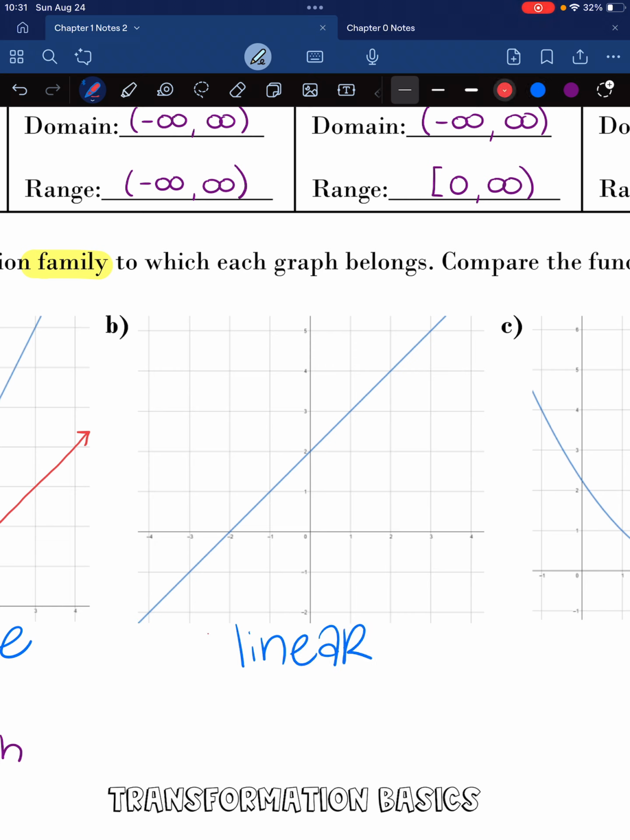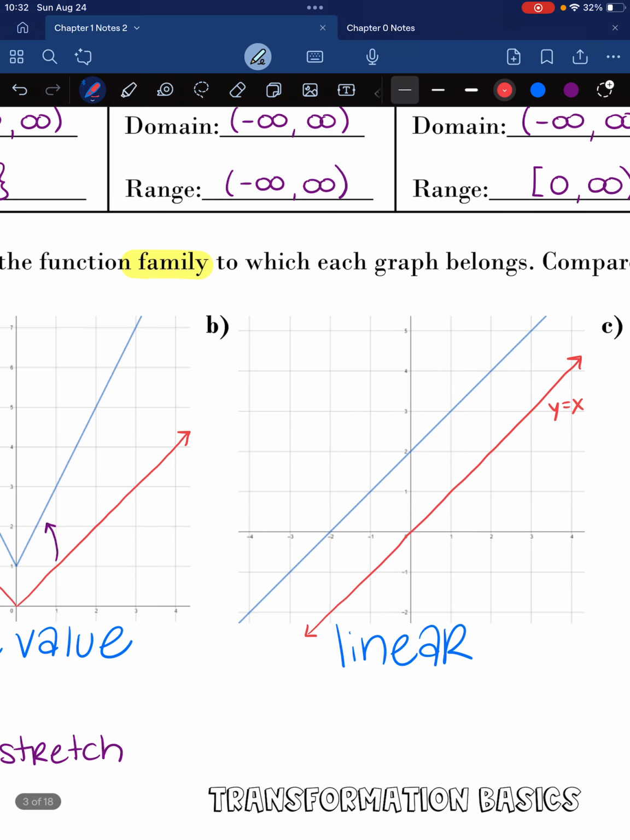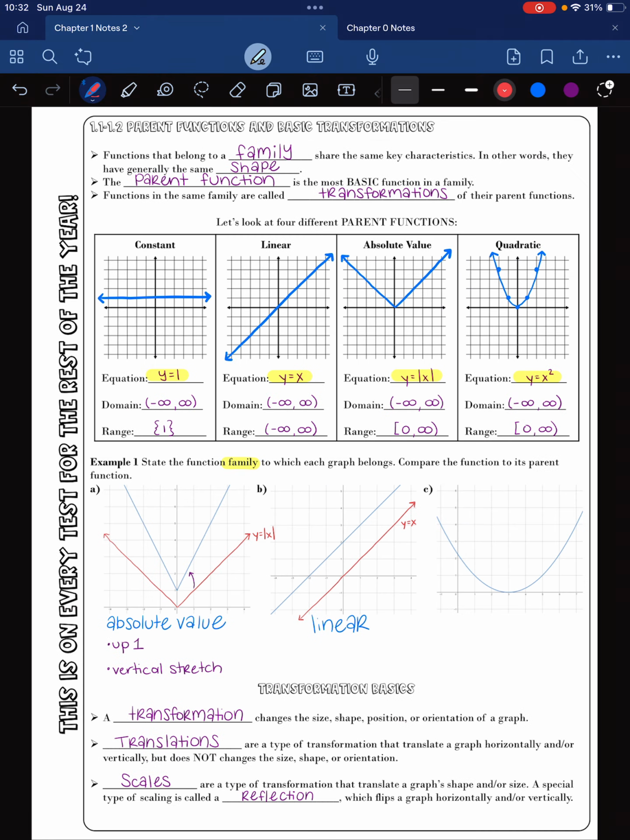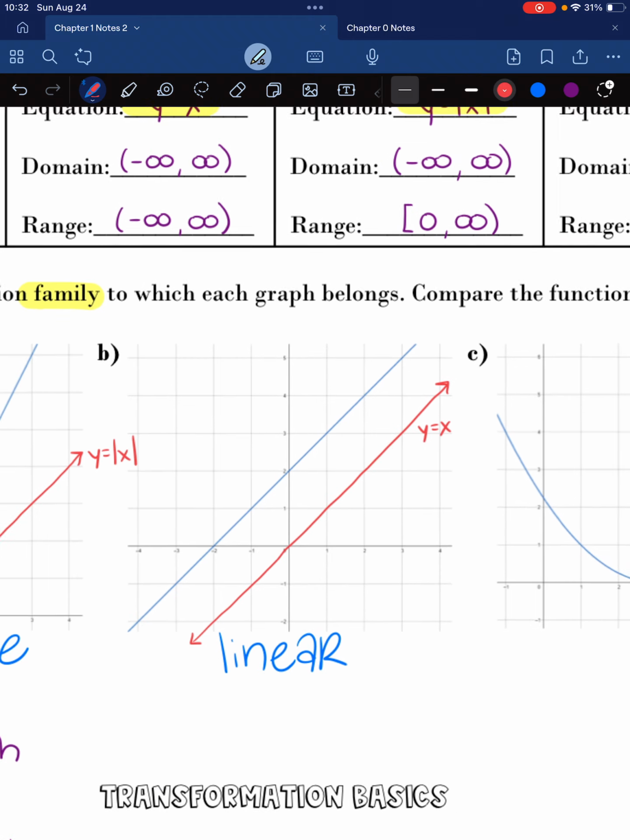I'm going to graph that parent function. And you know what I didn't do on this last one? I did not label it. Y equals x. Y equals the absolute value of x. It's not necessary to do this, but it just points out that I was graphing the parent function there.